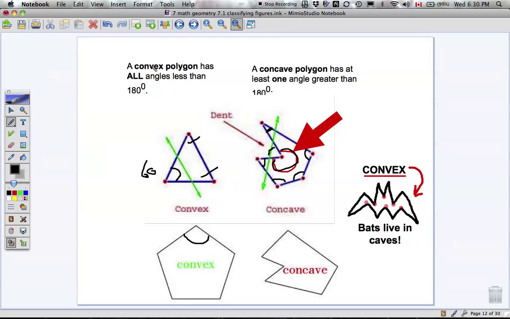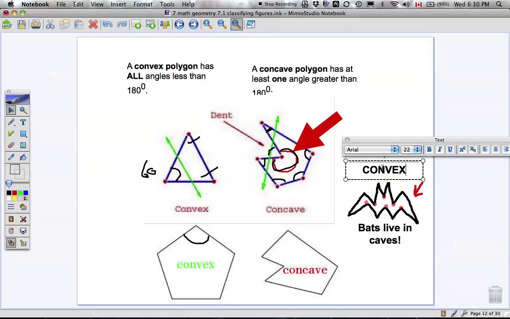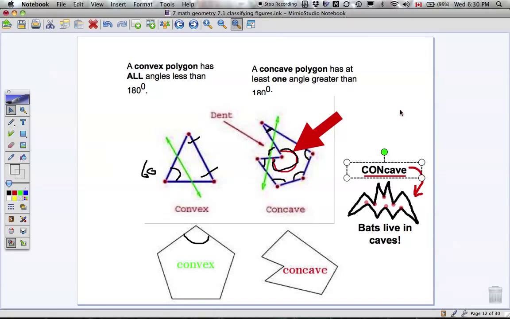If you wanted a little trick to remember this, bats live in caves. So I'm just going to correct this because it's not convex, it's concave. Concave. Bats live in caves. And so you draw the Batman symbol, and everywhere you see a little red dot, those are all concave. It's concave because those angles are all bigger than 180. Every single one of those little dots.